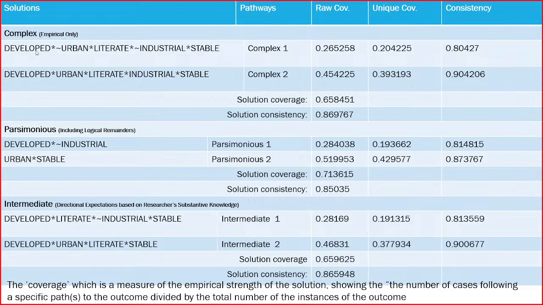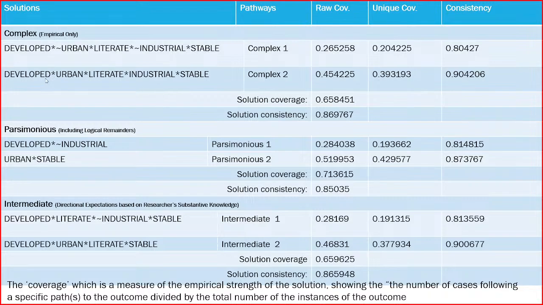What it is saying is developed. When you see a hash sign here, that means the inverse of urban. So how we do that is, if urban is, say, 0.84, the inverse of urban would be 1 minus 0.84. That will be the negation of urban, that is 0.16. This sign means the negation. So less urban, developed, literate, less industrial, and stable countries are likely to have the democracy survived.